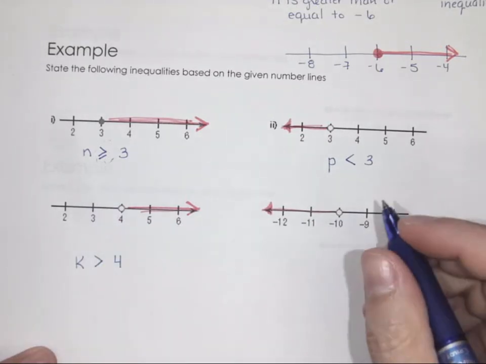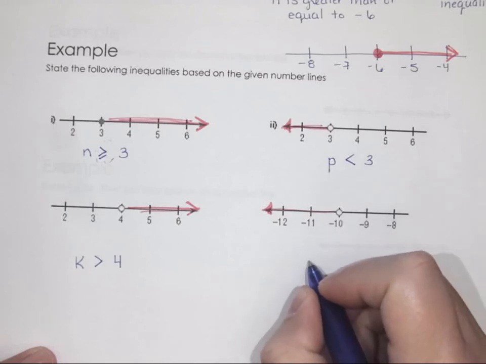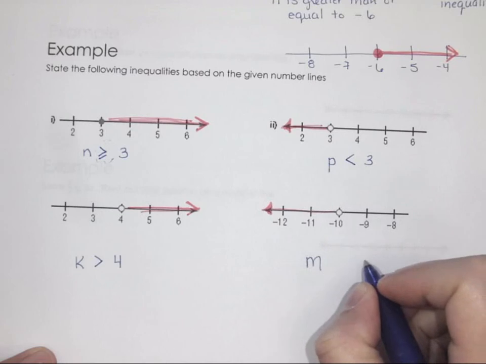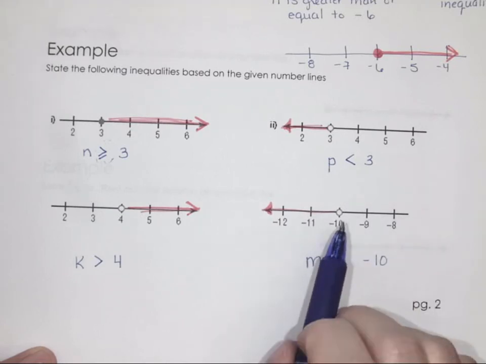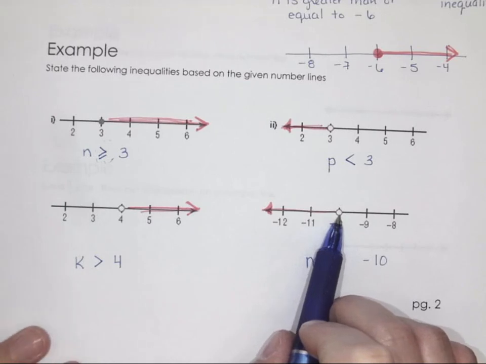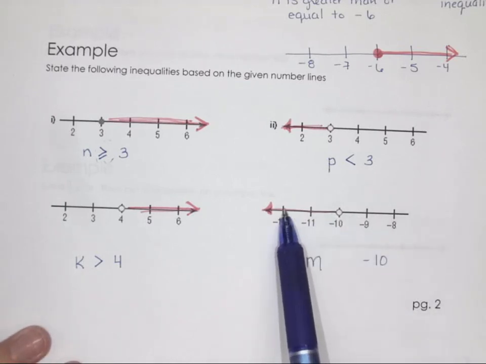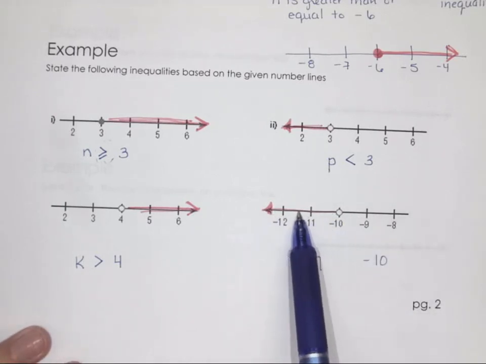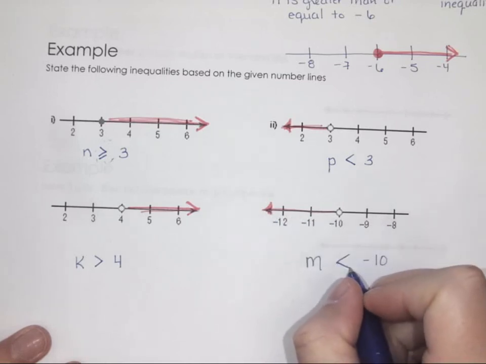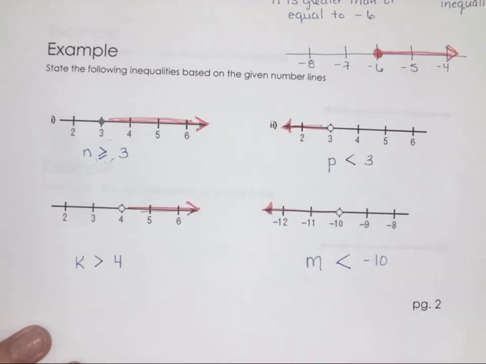All right, so now looking at this one, let's go with M and -10. So -10, there's an open circle, so I know it doesn't have the equal to sign. The values that the arrow is pointing at are less than -10, so M has to be less than -10. And that's how you would solve that one.